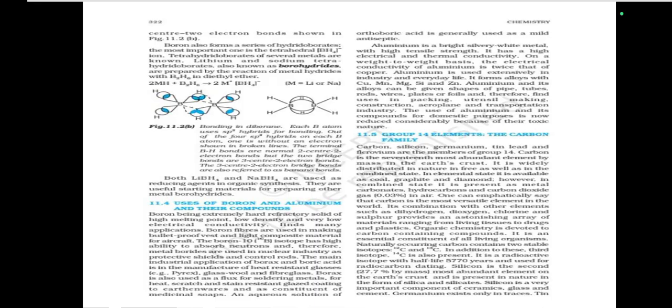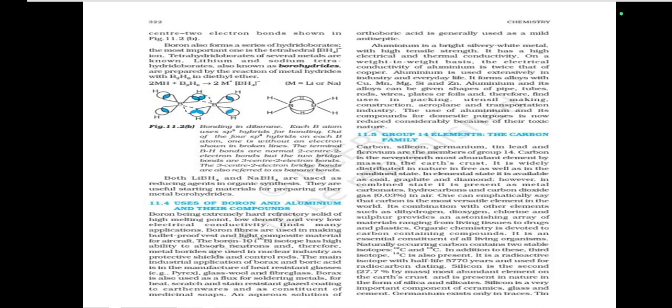The main industrial application of borax and boric acid is in the manufacture of heat resistant glasses. Example: Pyrex, glass wool, and fiberglass. Borax is also used as a flux for soldering metals, for heat, scratch, and stain resistant glazed coating to earthenwares, and as a constituent of medicinal soaps. An aqueous solution of orthoboric acid is generally used as a mild antiseptic.